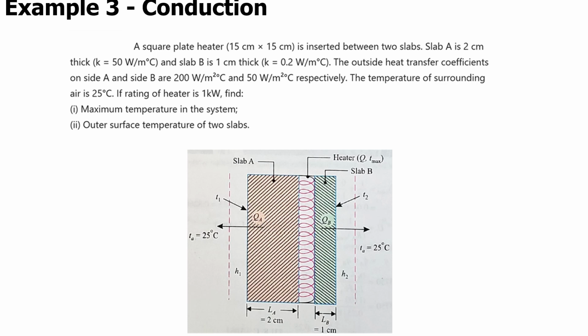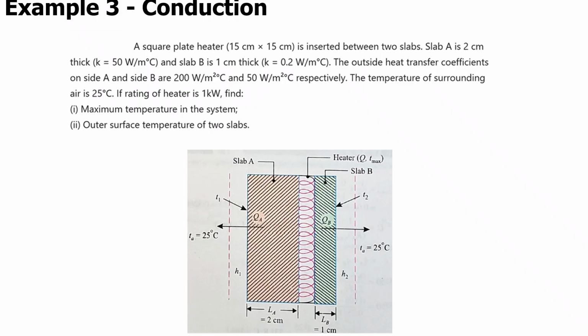On the left side, we have QA through slab A, and on the right side QB through slab B. The ambient air temperature on both sides is TA, and we have heat transfer coefficients H1 and H2 on the outer surfaces. The diagram also shows the thicknesses of the slabs LA and LB and the temperatures at various points T1 and T2.